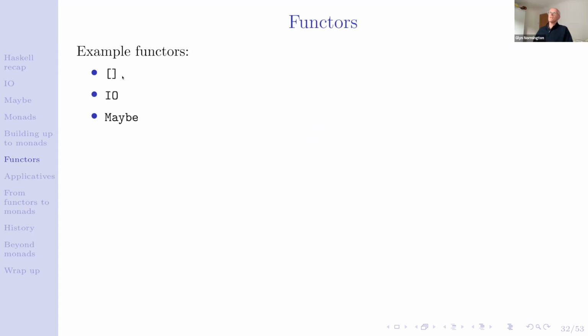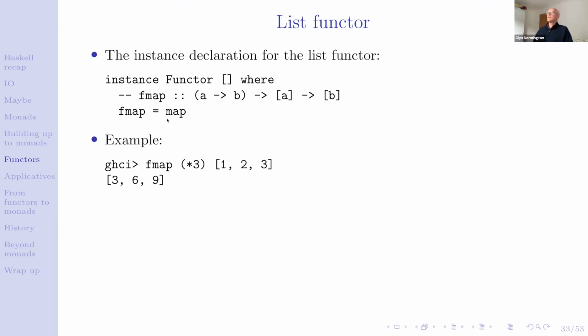So some examples of that are list, which we've already seen, IO, which turns out to be a functor, and Maybe. You can probably guess that in the definition of the list functor, fmap is equal to map. That's just good news. Ordinary list mapping does the fmap, and so we can rewrite the example and say fmap of triple [1, 2, 3] is [3, 6, 9]. So that's very straightforward for lists. It's very familiar.